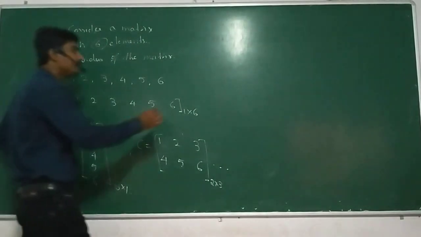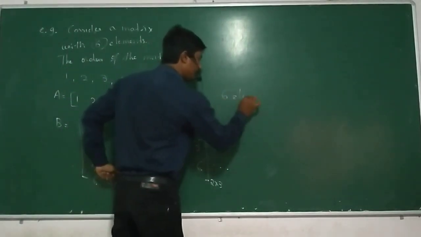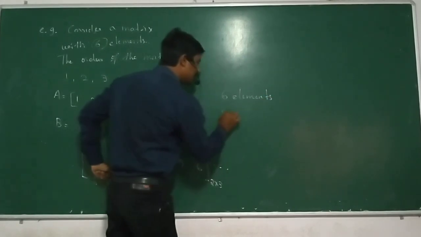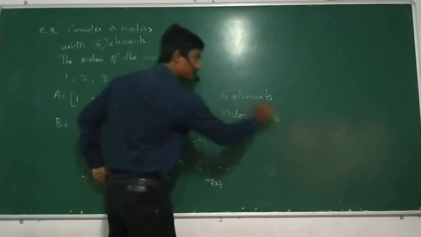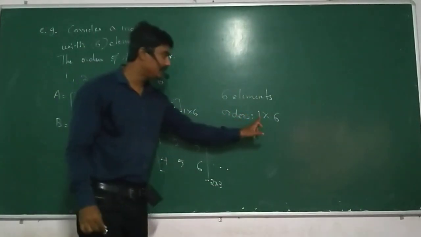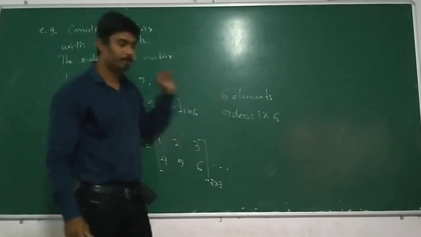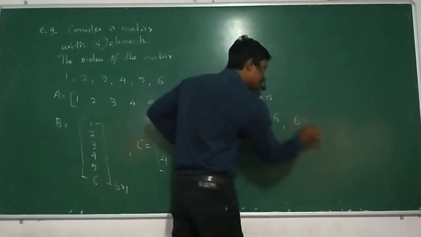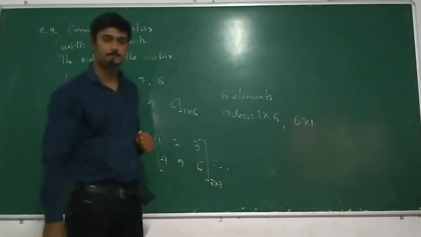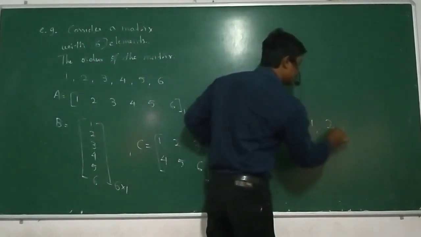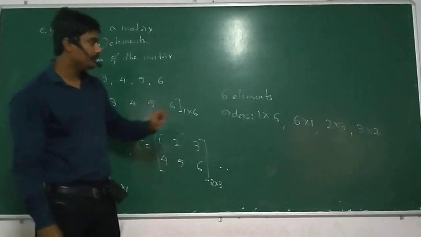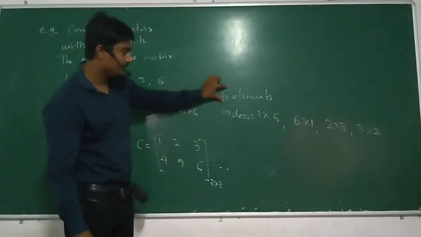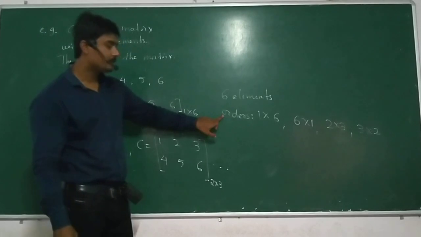So, in order to get 6 elements, what are the possible orders we can list? Yes, it is 1 by 6. If you multiply these 2 numbers, you will get 6. We can write down the order as 6 by 1. We can write down the order as 2 by 3, and we can write down the order as 3 by 2.